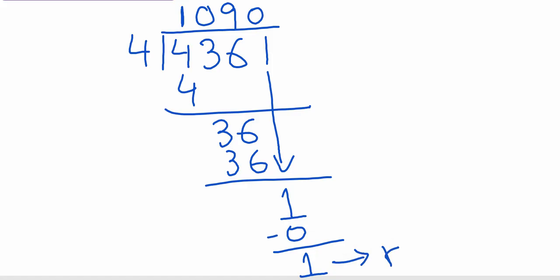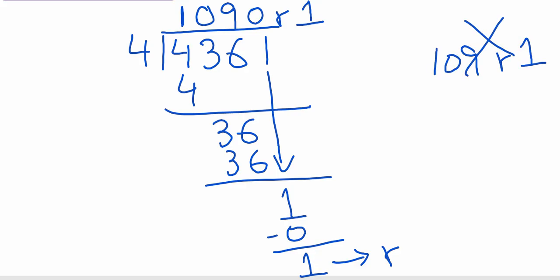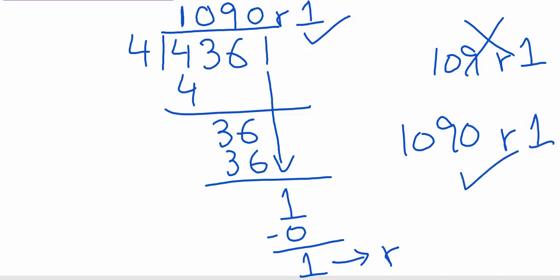Now this is the remainder, and on the top you have 1090. If you do not put another 0, it will be just 109. That is wrong. Like 109 remainder 1 is wrong. 1090 with a remainder 1 is the correct answer to this question.